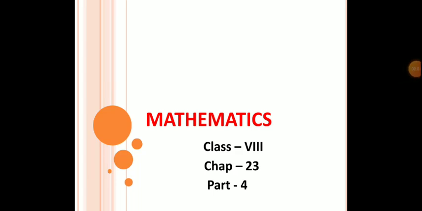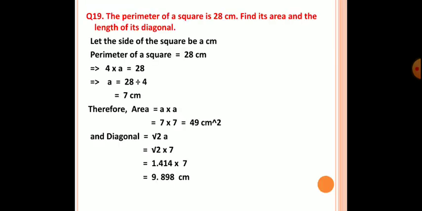This is the fourth part of chapter 23, perimeter and area of plane figures, and in this part we are going to start with question number 19. The perimeter of a square is 28 centimeter. Find its area and the length of its diagonal.